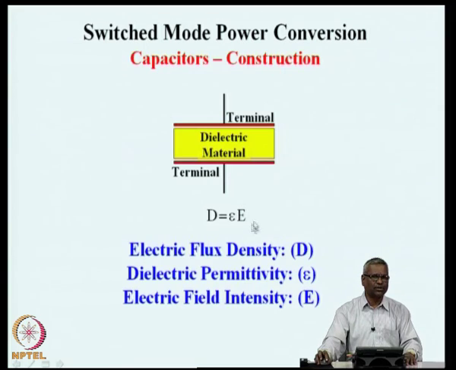This equation is also a complete analog to the magnetic flux density being equal to permeability multiplied by the magnetic field intensity. We had seen that relationship when we were studying the inductors. This is the relationship which relates the electric flux density to the electric field intensity through the permittivity of the dielectric material.